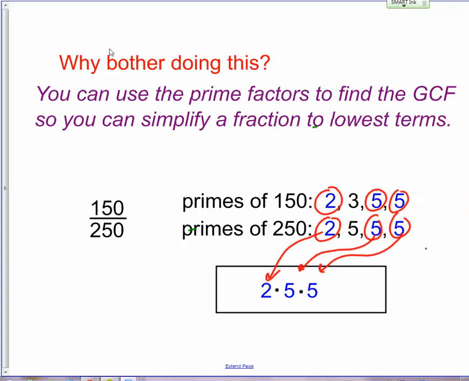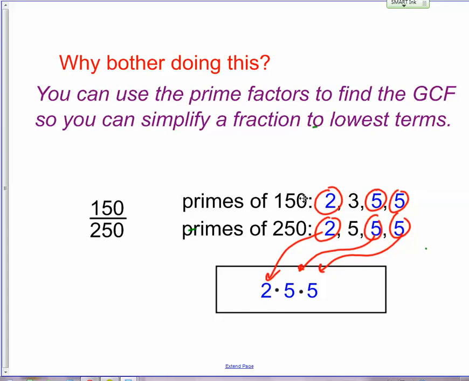Okay, why bother doing this? Well, you can use this idea of breaking numbers into prime factors to help you find the greatest common factor so that you can simplify a fraction to lowest terms. So let's take the fraction 150/250ths. You guys know I could divide both of these by 10, and I can divide them both by 5, and I can keep doing that until I get to where these numbers have no other common factors other than 1, which won't change it. But another way to do it is to write out the primes of 150.